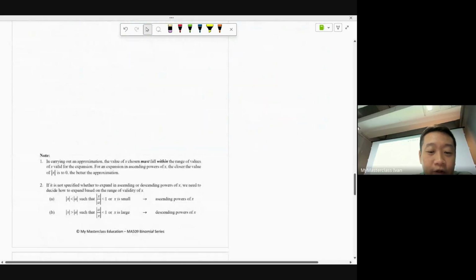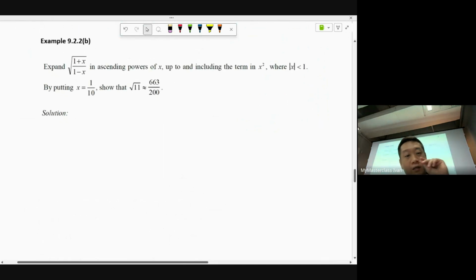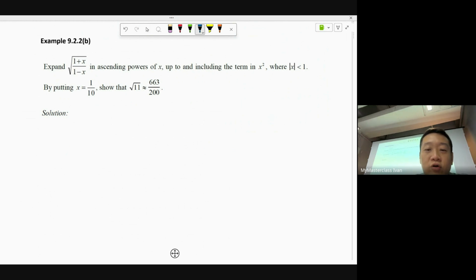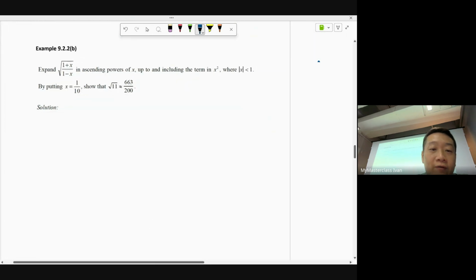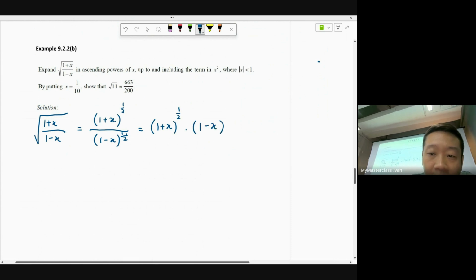Okay, I'm going to show you two uses of binomial, before I go to Maclaurin series. So, first one, expand this, and by putting x equal to this, show that this happens. Now, square root 1 plus x over square root 1 minus x is the same as 1 plus x to the power of half divided by 1 minus x to the power of half. So this guy, you must always bring it up to make it linear. Negative half. Okay, so this is the power.